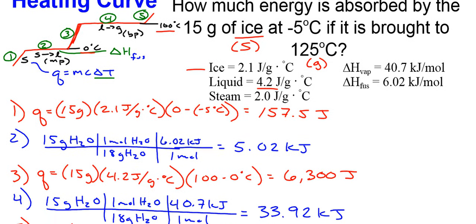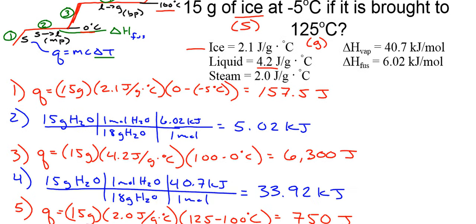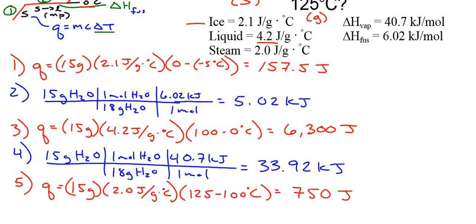So I put in the 15 and the 18 again, and instead of using 6.02, I use 40.7, and that's the value I get. And then finally, please understand and have knowledge of what you're looking at. You are ending at whatever value you're given, which is 125 in this case. So my final temp is 125. I started at 100, and now this time it is steam or vapor, so it's 2.0 joules per gram Celsius. So then I get all these values.